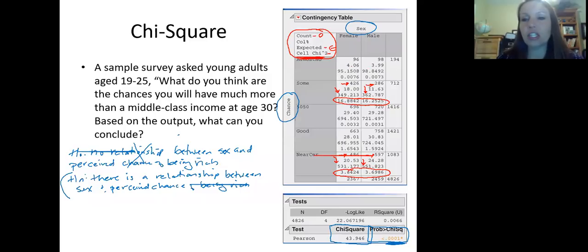So looking in general at the pattern that's going on here and the differences between these numbers, it looks like boys tend to be a little bit more optimistic about their chances of being rich by age 30 than girls. Girls seem to be a little bit more pessimistic about their chances of being rich by age 30. So we can mention that in our conclusion when we say, yep, we're rejecting, there is a relationship, and it looks like men are more likely than women to think that they are going to be rich by age 30.